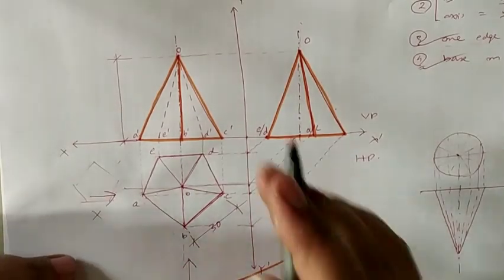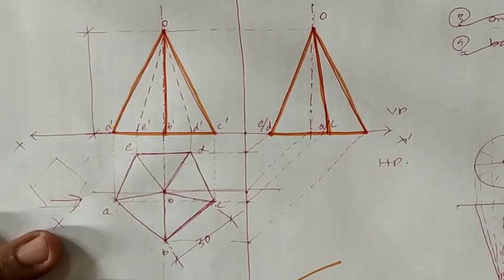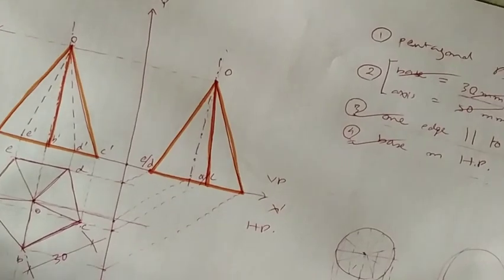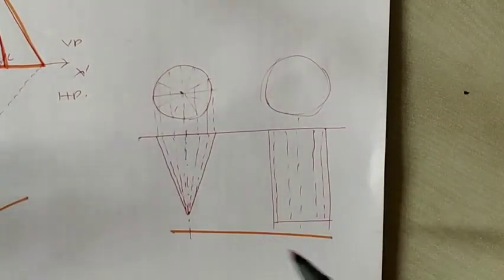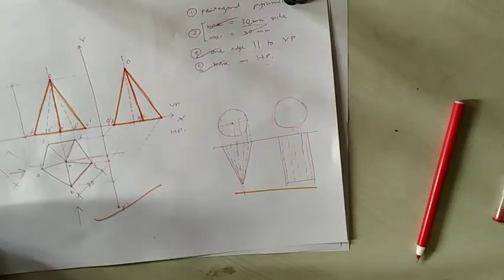It is clear. This is the plan, front elevation, side elevation, and projection of circular solids of revolution are also done here, like projection of a cone, projection of a cylinder. Now we can move up to the next point, next topic.